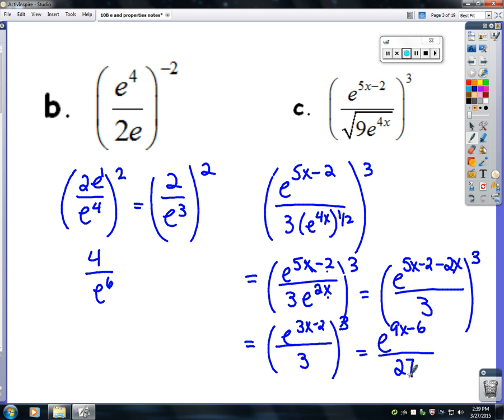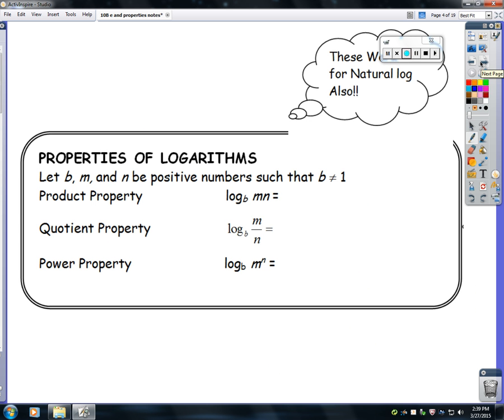All right, let's look at some properties of logarithms that you need to memorize. Often in equations or expressions, we need to change our logs to other forms to be able to work with them. So this is how these properties are going to help. Notice that our variables b, m, and n must be positive numbers such that b does not equal 1.